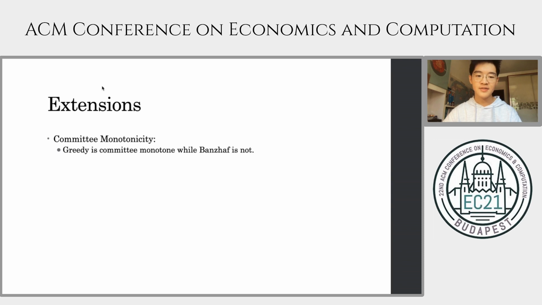It's not hard to show that greedy is committee monotone while Benjov is not, because the committee produced by Benjov does not depend on k. The lower bound goes as follows. For any committee monotone rule R, there is an instance where R is lower bounded by 1.015 times rand. So this actually says that any committee monotone rule cannot be optimal, and this also provides an excuse for why greedy is not optimal. This actually shows a trade-off between committee monotonicity and optimality.